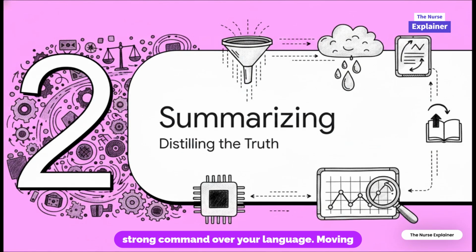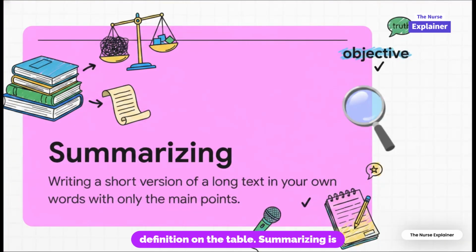Moving right along to Section 2, Summarizing, distilling the truth. Let's get a clear definition on the table. Summarizing is writing a short, objective version of a long text in your own words, including only the main points.